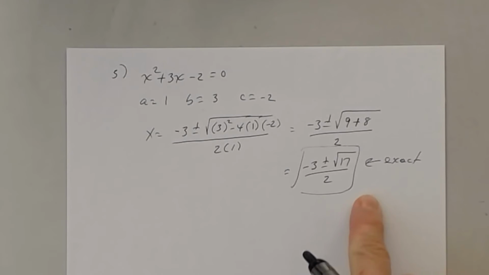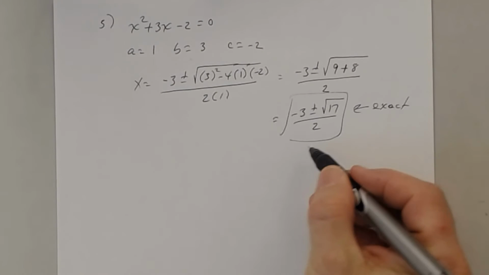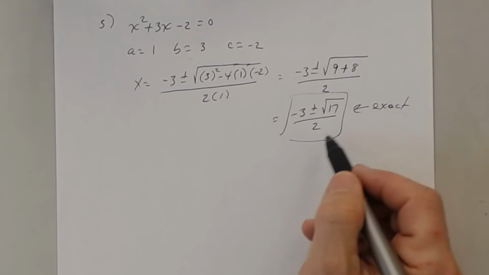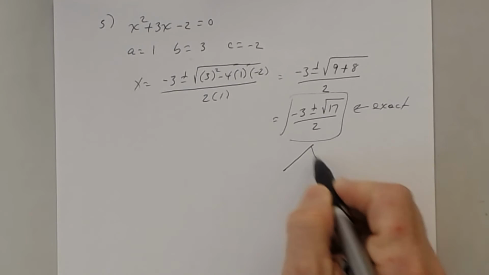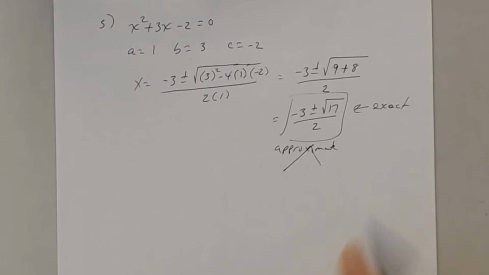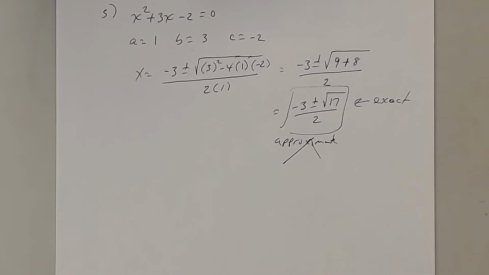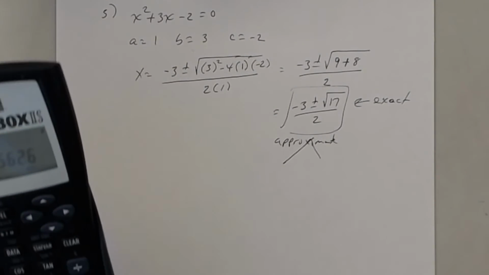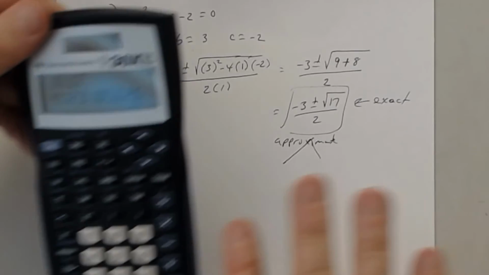Okay, now let's talk about our approximations. So there are how many solutions here, though? 2. All right, so we're going to approximate our solutions. It's going to say round to the nearest tenth. So here's how you do this. Now listen carefully. Follow along with your calculator.